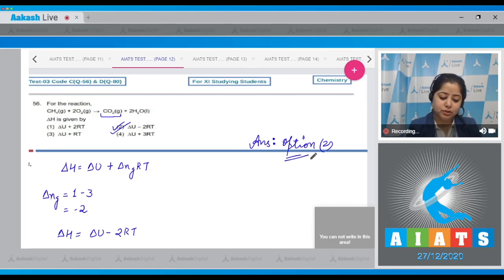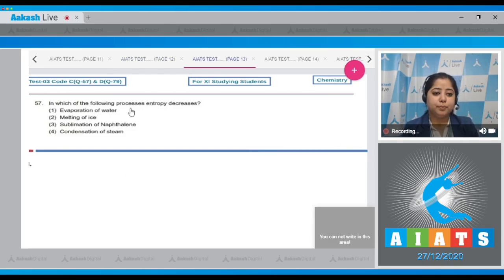Moving to next question. In which of the following processes does entropy decrease? Evaporation of water. Students, during evaporation of water, the randomness increases. As a result, entropy increases. Melting of ice. During melting, ice converts into water. As a result, again, randomness increases, or we can say that entropy increases.